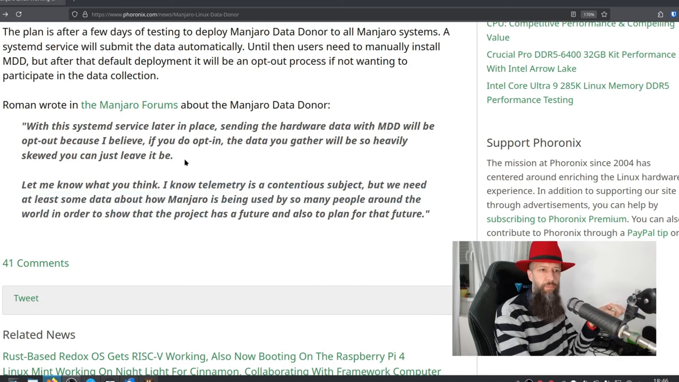So this person is aware that if we opt in, we may be sending them data that is, as they said, skewed. So maybe a similar type of people will opt in and another type of people will not opt in, so the data will be very specific to this group of people. And I understand this. But if they make it opt out, then they're going to anger a lot of people and some of them will leave Manjaro.